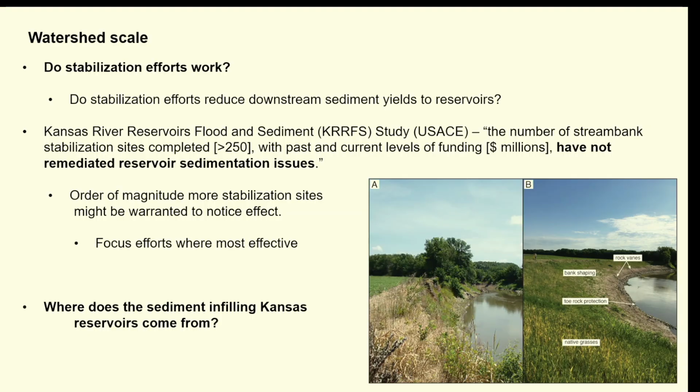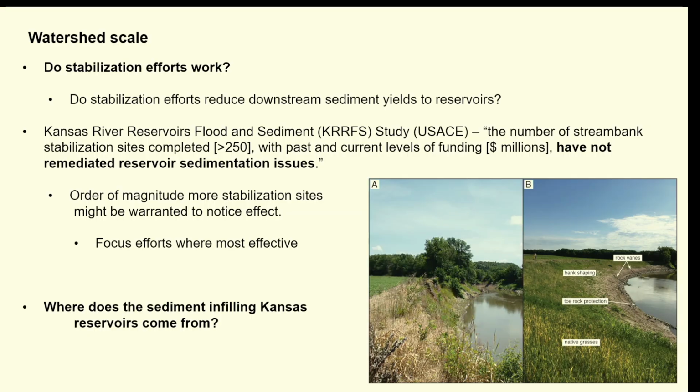But let's talk about the watershed scale. So when we ask that question, do stabilization efforts work, what we're really asking is, do they reduce the downstream sediment yields to reservoirs? And that is a pretty tough nut to crack. So I've got a quote here from the Army Corps from their Kansas River Reservoirs Flood and Sediment Study. So that quote is, the number of stream bank stabilization sites completed, which at this point is more than 250, with past and current levels of funding, which has been millions of dollars, have not remediated reservoir sedimentation issues.